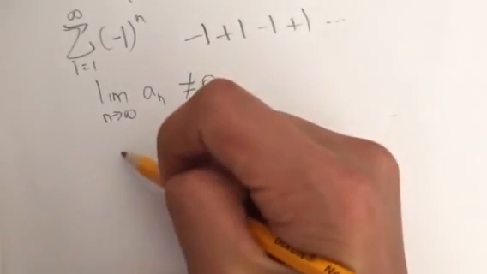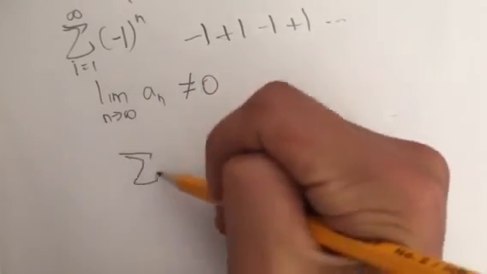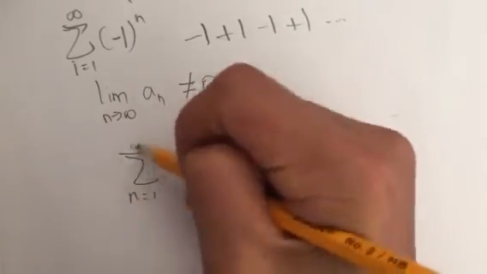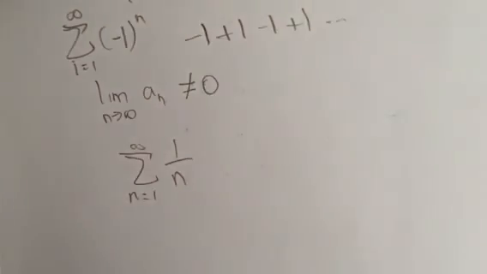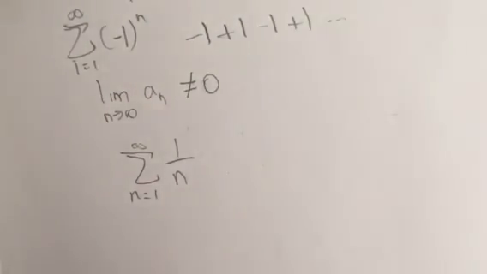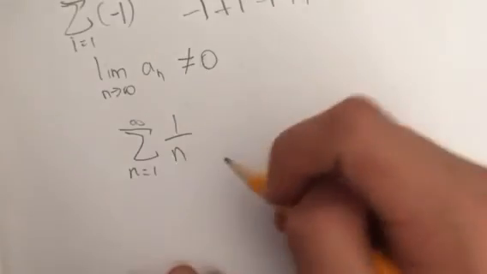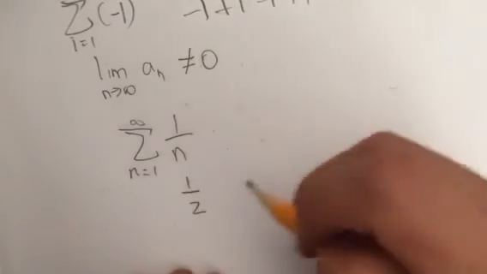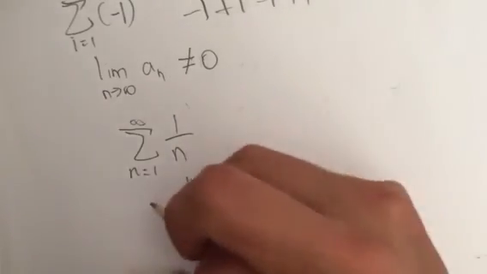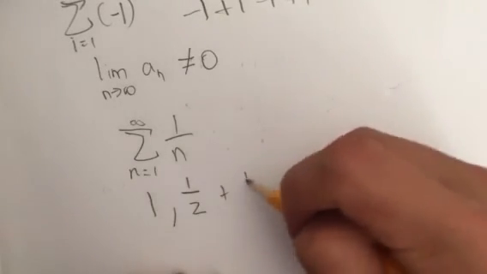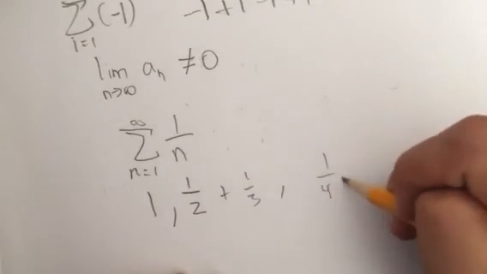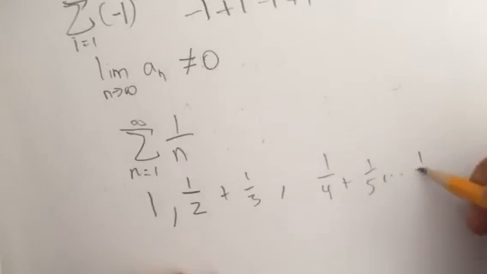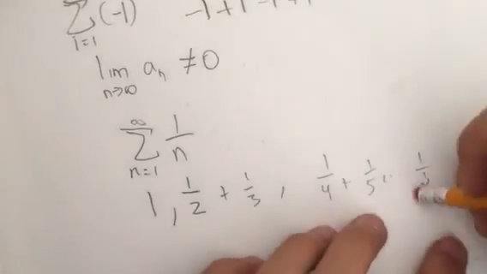For example, a classic, the harmonic series, which is the sum of 1 over n, diverges. And a quick way of looking at that is, we can split it by powers of 2. So we look at 1, then we look at 1 over 2 plus 1 over 3, then we look at 1 over 4 plus 1 over 5 plus all the way to 1 over 7.